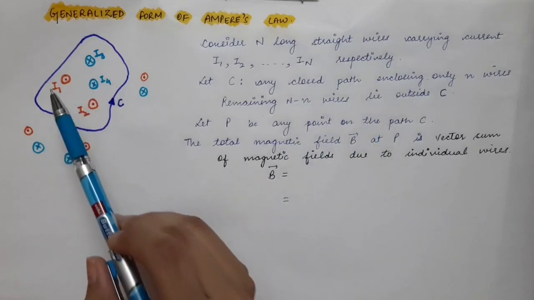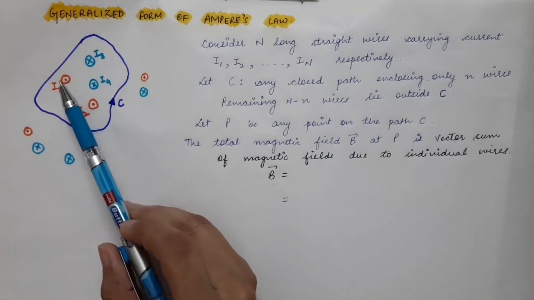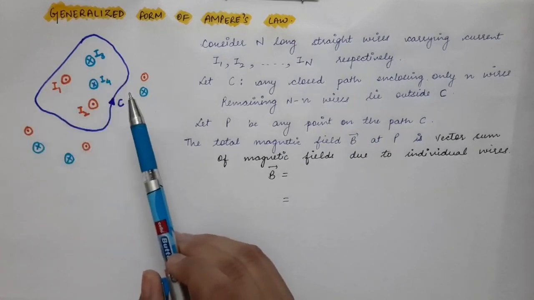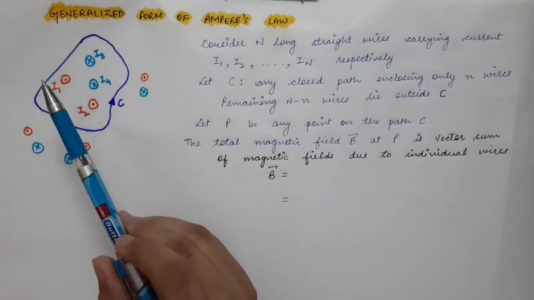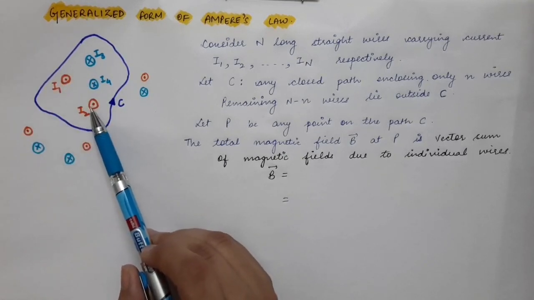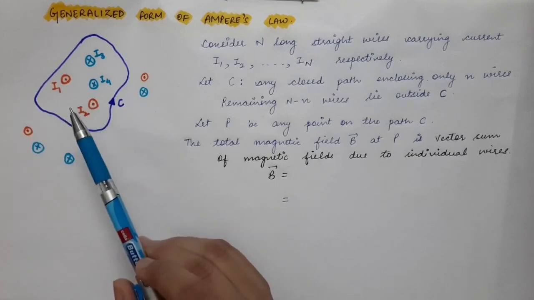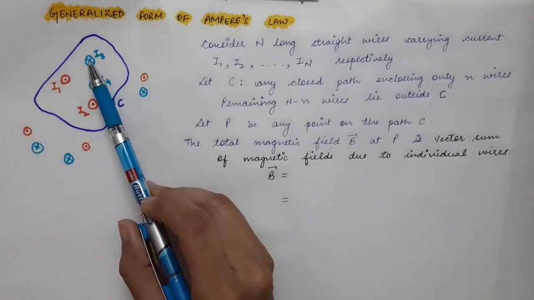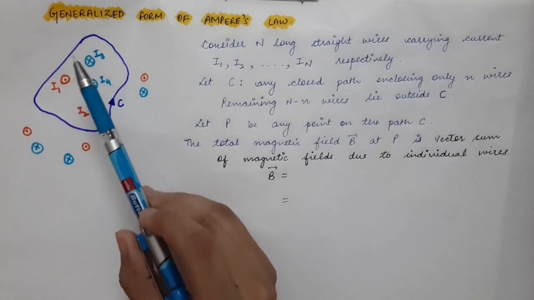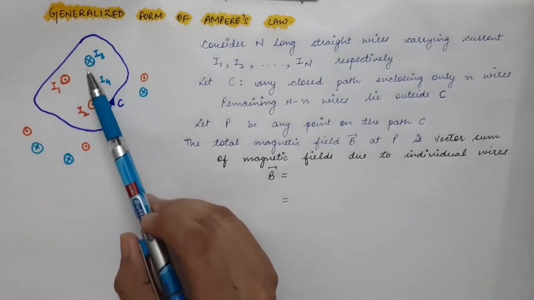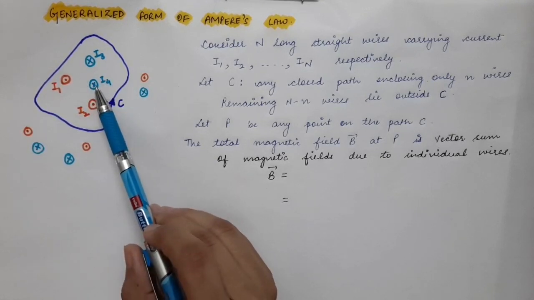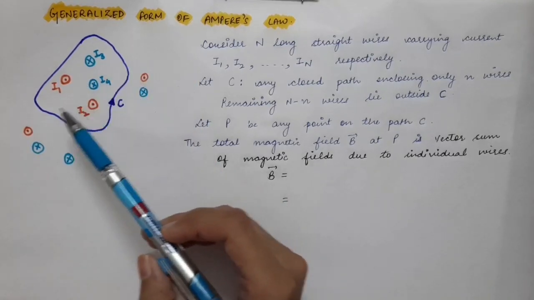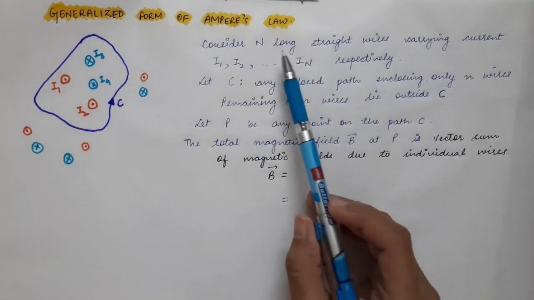In this figure I have shown that these wires are perpendicular to the plane of the paper. The current in this wire is I1 and the current is flowing towards us, towards the observer. In this wire also the current is I2 and it is flowing towards the observer. Now in this wire the current is flowing inwards, that is away from the observer. Similar is the case with this wire, the current I4 is flowing inside the paper. And similarly we have N number of long straight wires.